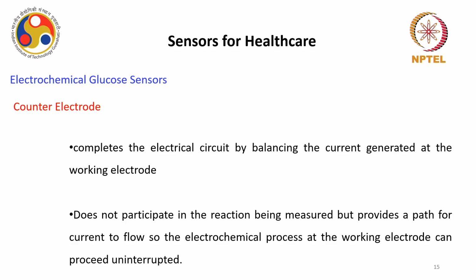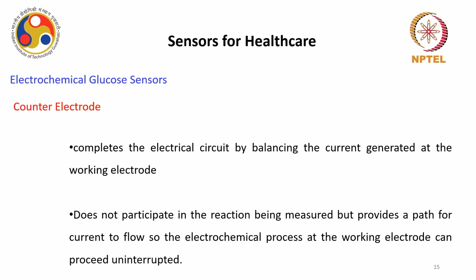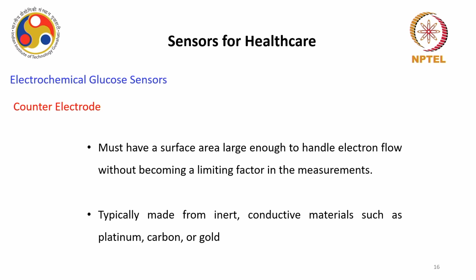Then you have the third kind of electrode, the counter electrode. This counter electrode completes the electrical circuit by balancing the current which is generated at the working electrode. Please note that it does not participate in the reaction being measured, but what it does is provide a path for current to flow, so the electrochemical process at the working electrode can be completed without any kind of interruption.